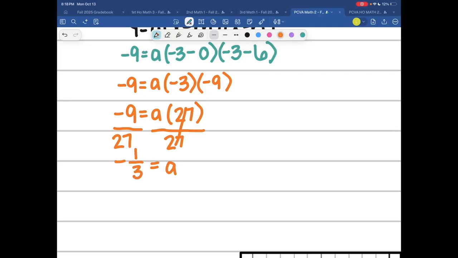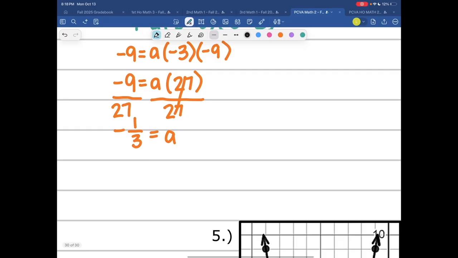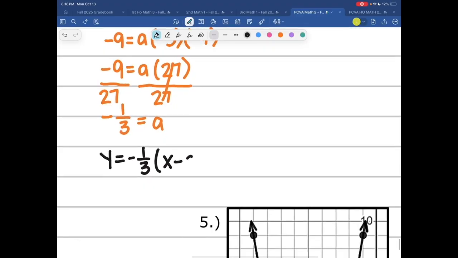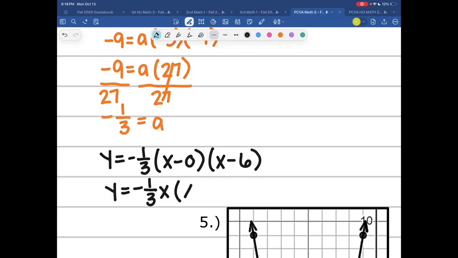-1/3. So now I just finalize by putting everything back into the original problem. So I have -1/3 for A. All right, then I have X. My original M was 0. So I can write -0, but I definitely am going to want to simplify that later. Then I have my 6, so X minus 6. Now that -0 is not necessary. So we're going to say -1/3 X, and then times X minus 6.